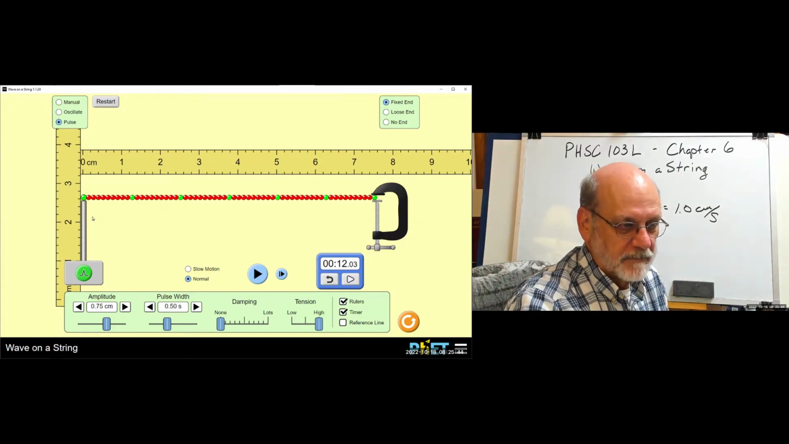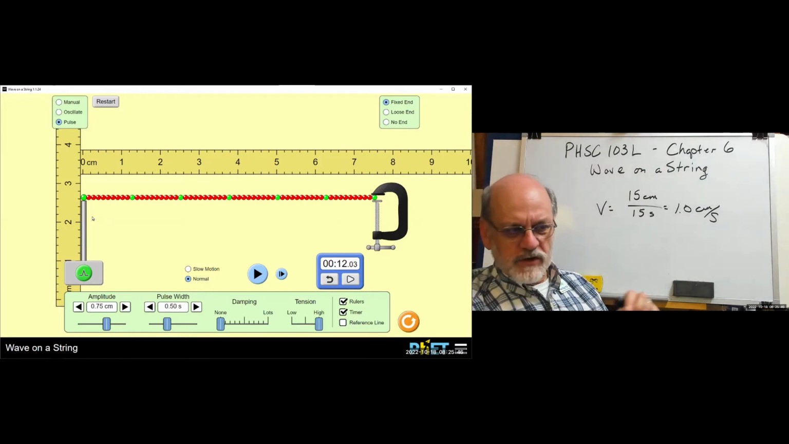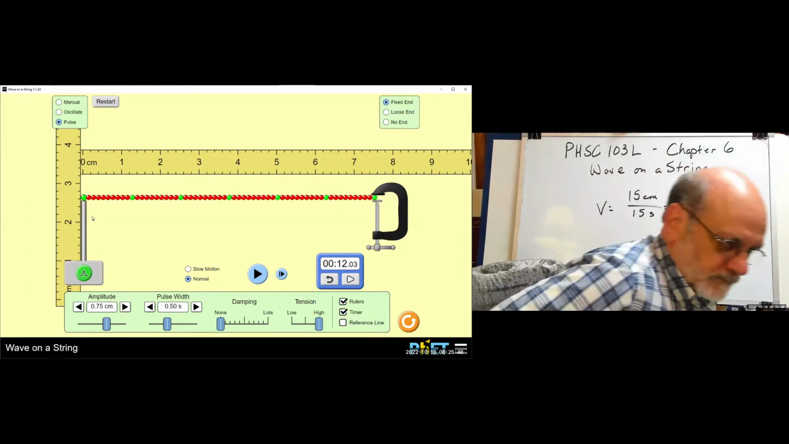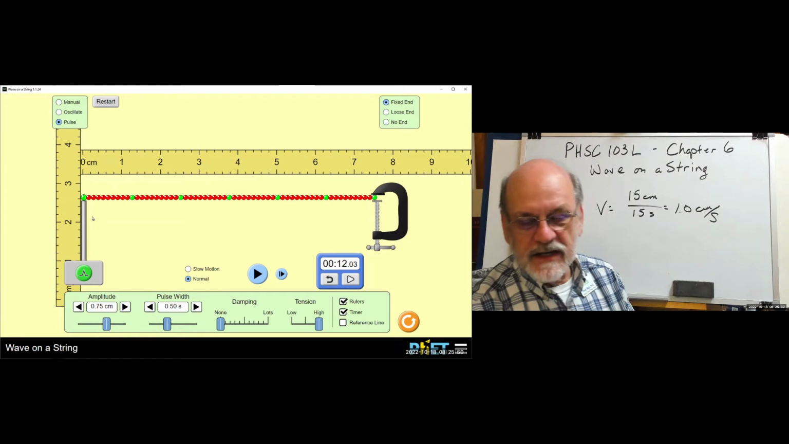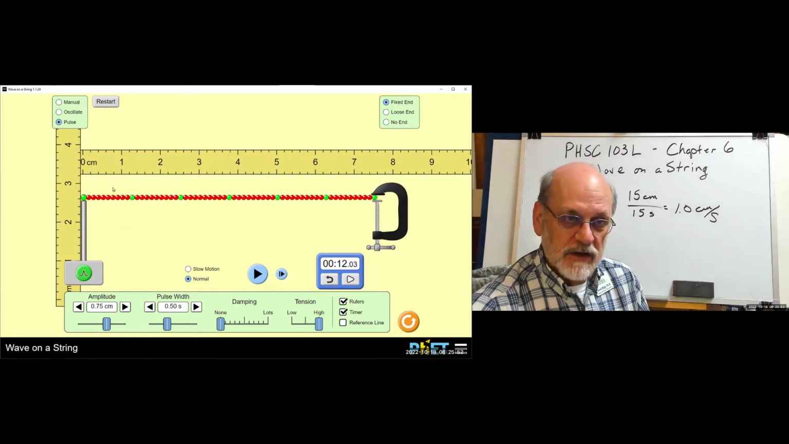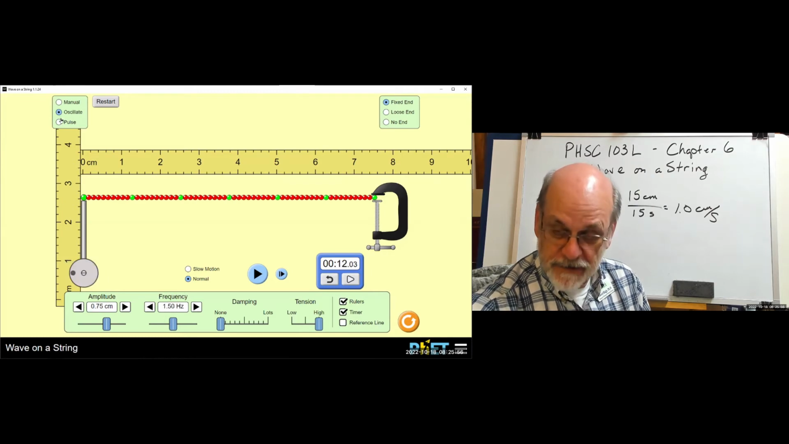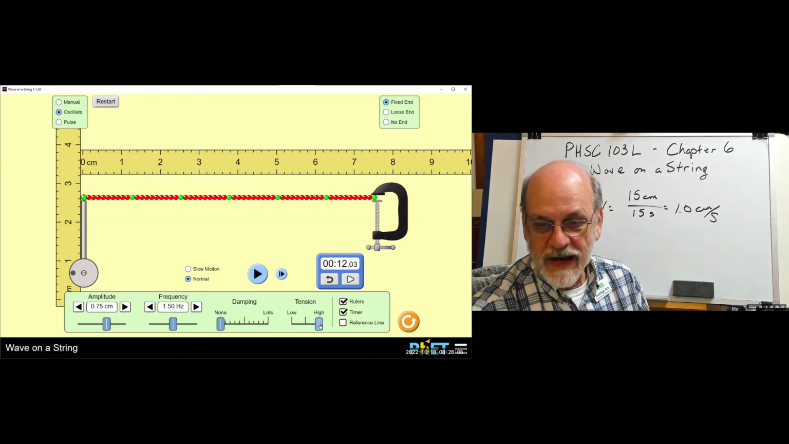All right. That was the easiest one just to get warmed up. Now we want to change the conditions to oscillate. Leave the fixed end. Damping equals none. Okay, we're still damping none. Tension equals medium. So we're going back to medium.